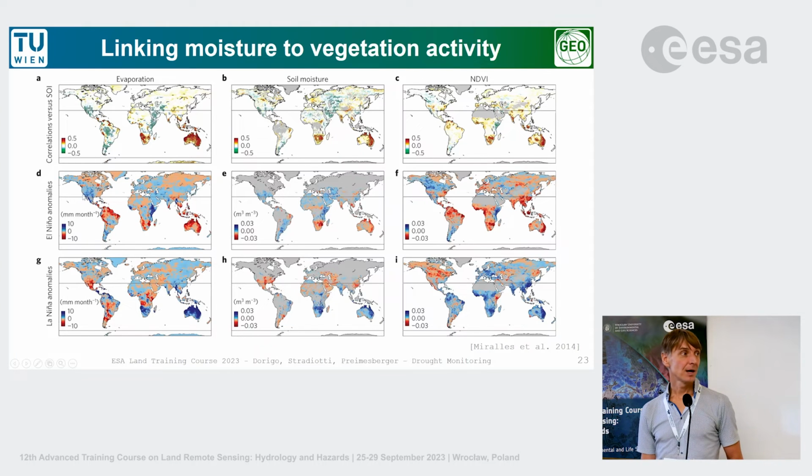And this is expressed in terms of anomalies. So you see El Nino anomalies. Here you see that there's less evaporation in El Nino years in Australia, Southern Africa, northeastern Brazil, northeastern South America. You can also see that partly in soil moisture and also in NDVI, some plant activity. So they're very closely coupled. And at the bottom you see La Nina conditions, so there's the opposite sign.